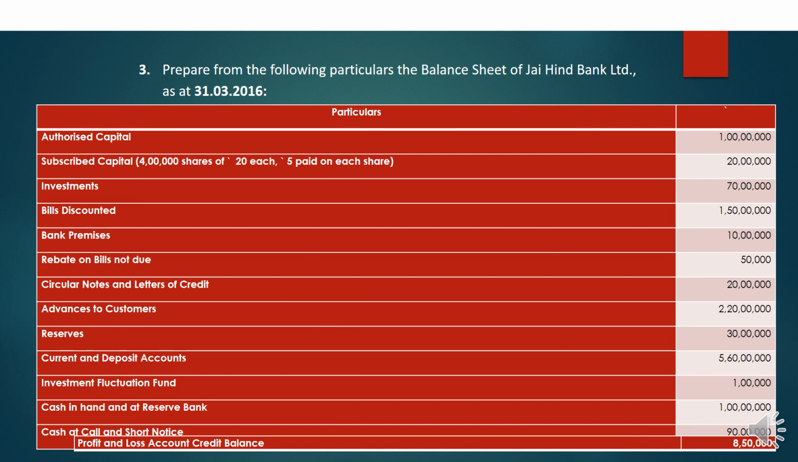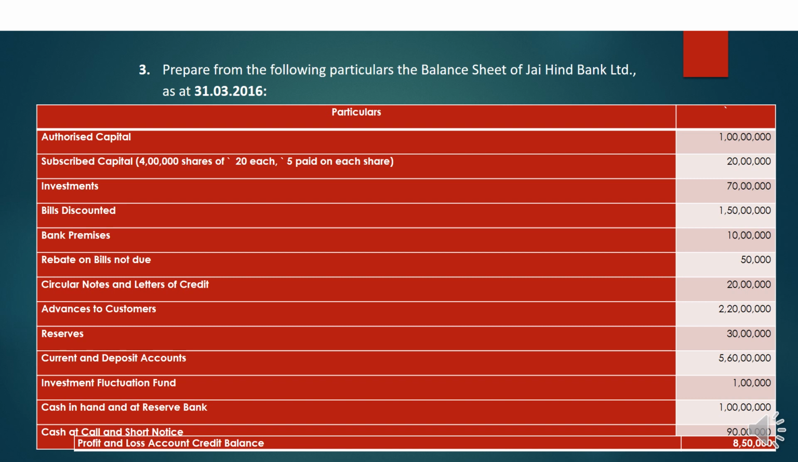Next problem. Prepare from the following particulars the balance sheet of Jai Hind Bank Limited as at 31st March 2016. Here we need to prepare only balance sheet. First one, authorized capital will come under capital, schedule number 1. Subscribed capital, schedule number 1.